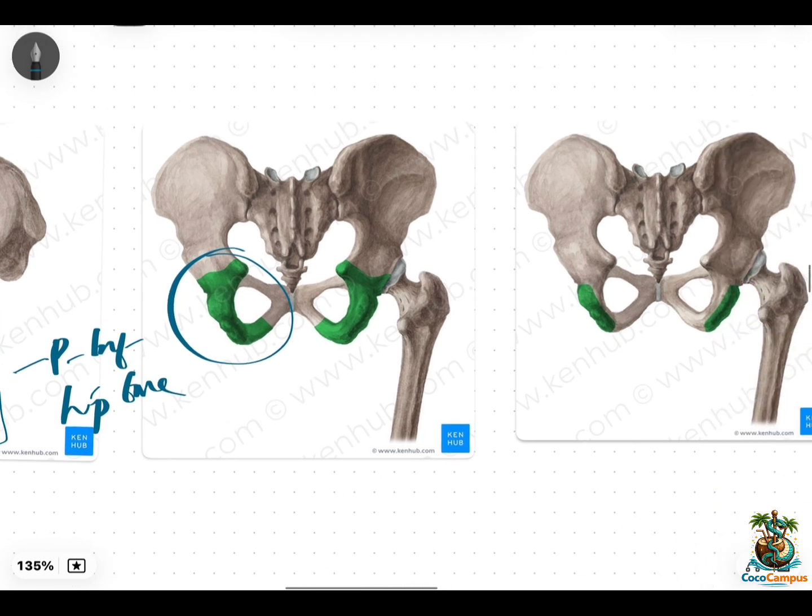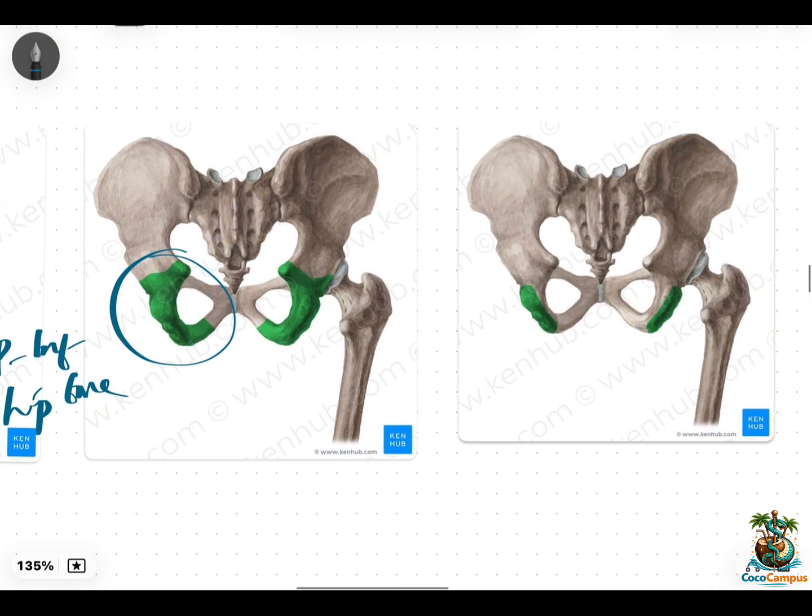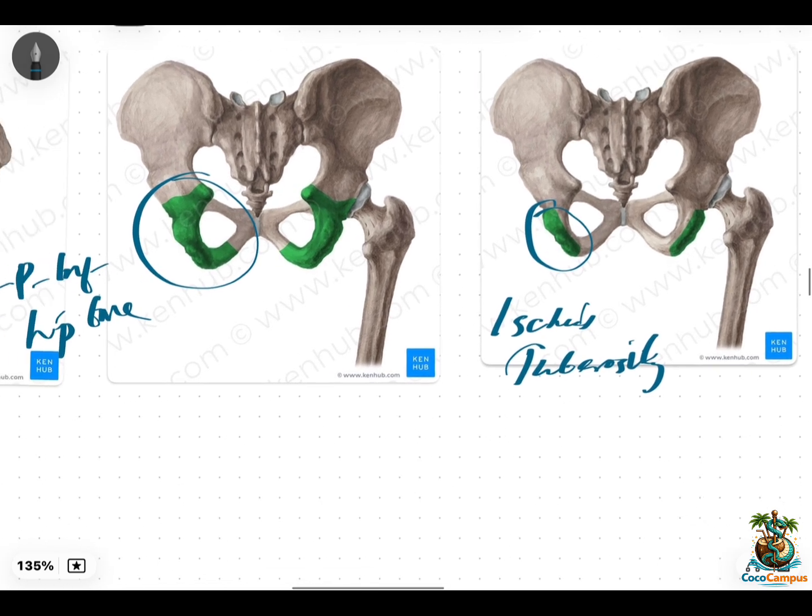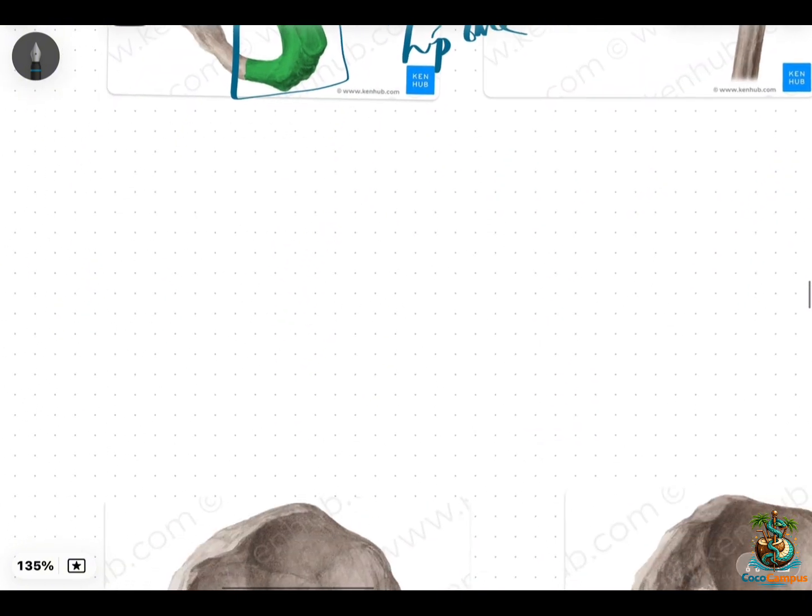Next, we have the ischial tuberosity. It is the origin for the hamstring muscles, biceps femoris, semitendinosus, and semimembranosus. Chronic irritation here leads to weaver's bottom, or another name for that is ischial bursitis.